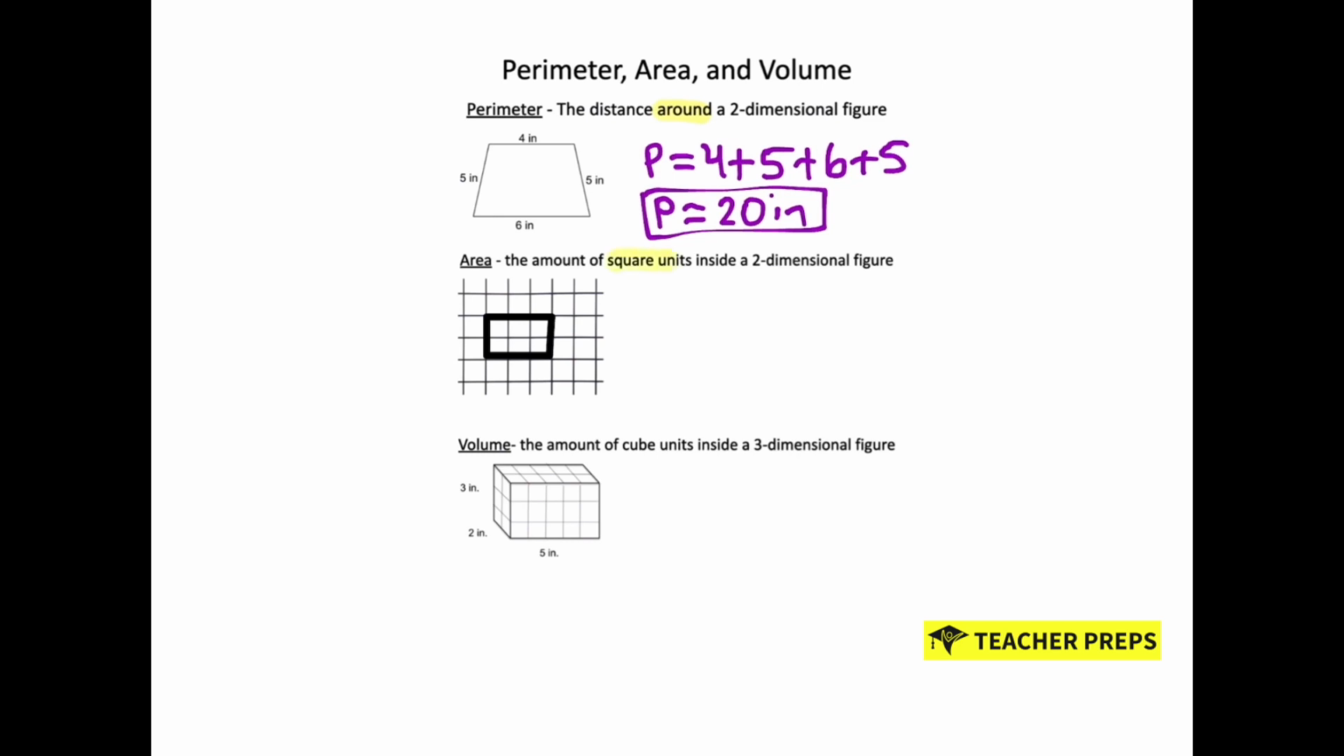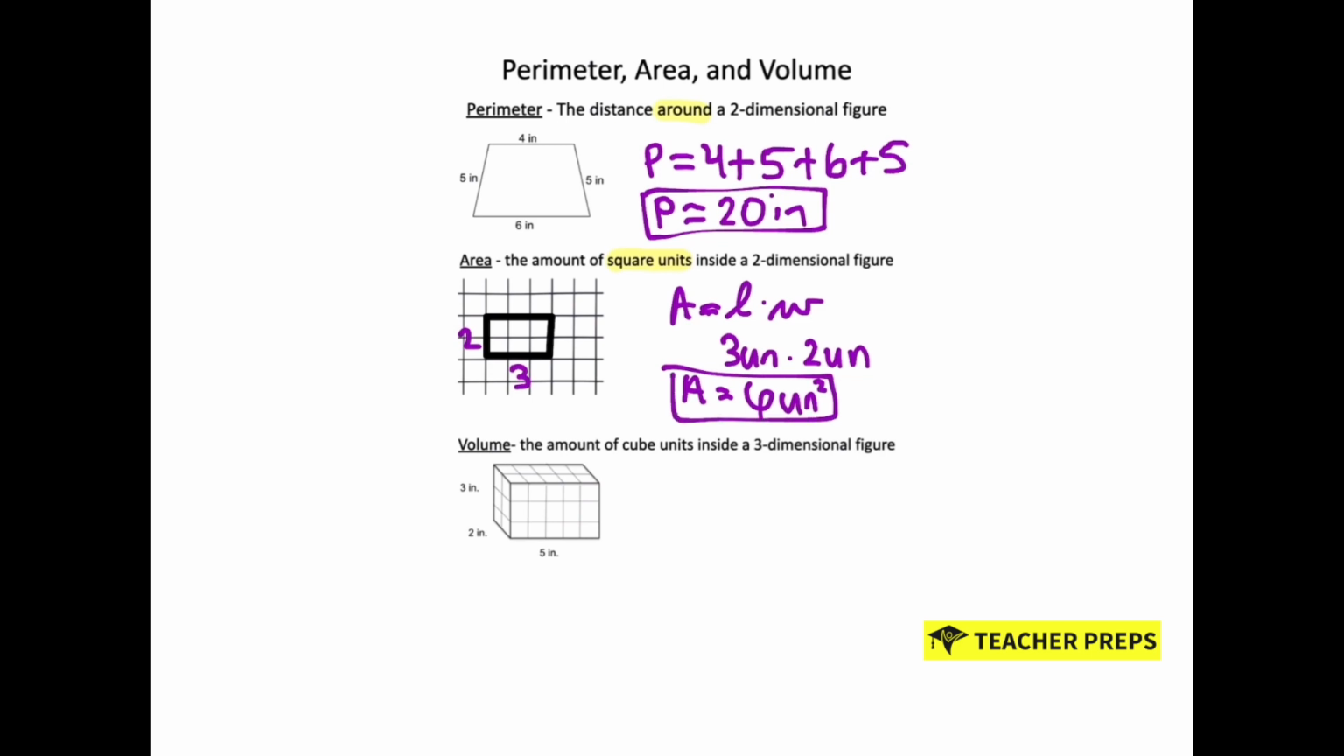Area is the amount of square units inside a two-dimensional figure. On the left, you see a rectangle. You find the area of a rectangle by taking length times width. The length is 3 units, and the width is 2 units. 2 times 3 is 6, and units times units is units squared. Notice that our units when we find area is units squared.